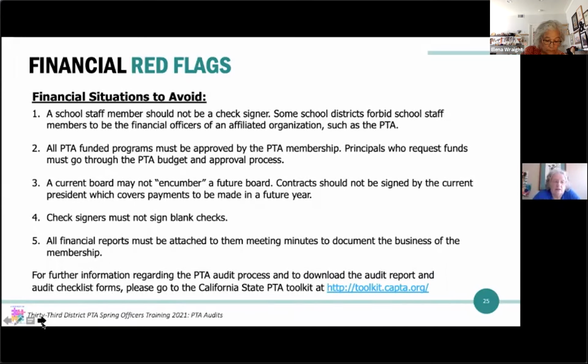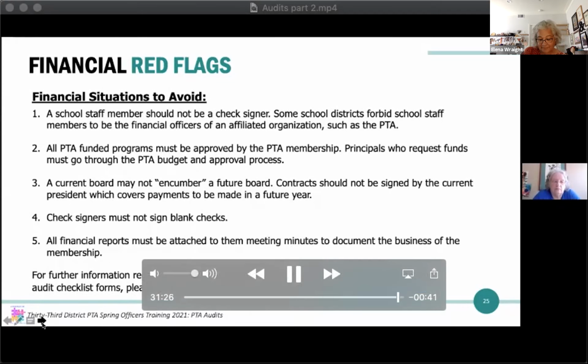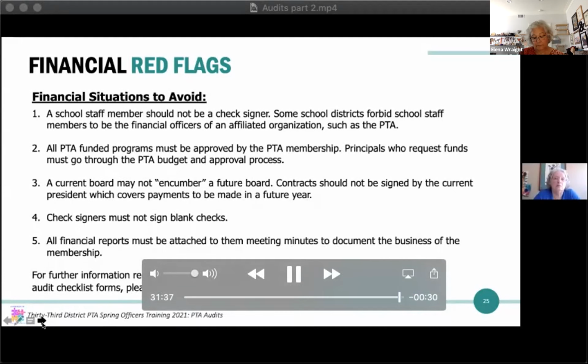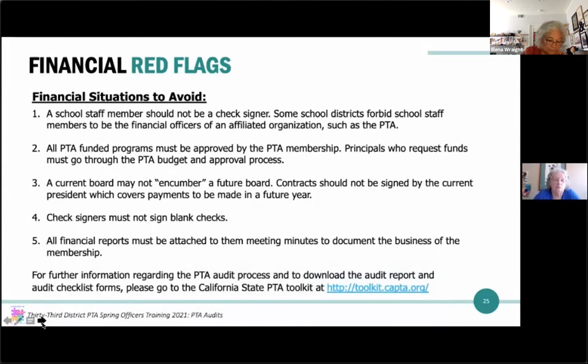Check signers must not sign blank checks, obviously. And all financial reports must be attached to the meeting minutes to document the business of the membership. And the financial reports' beginning and ending balance and activity should also be in the minutes, in case those financial reports somehow get detached from the minutes.